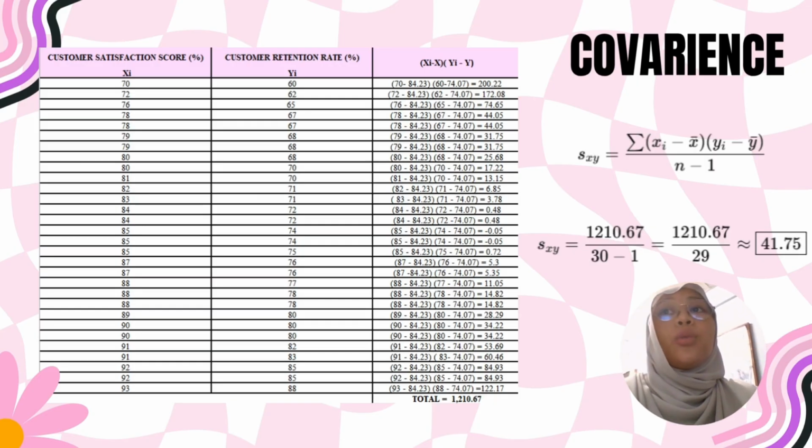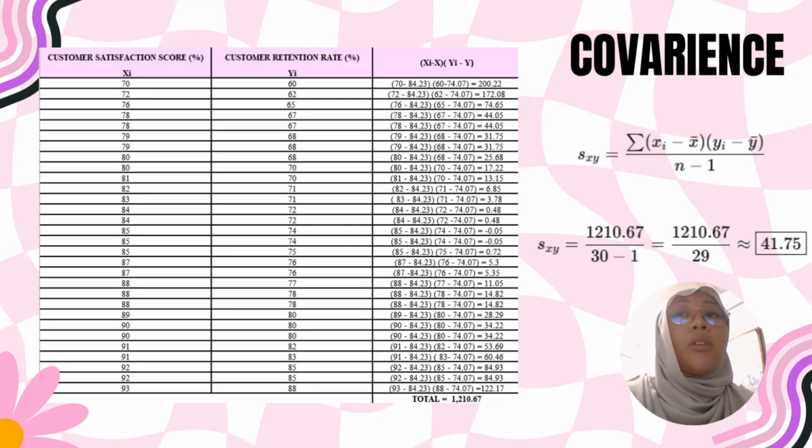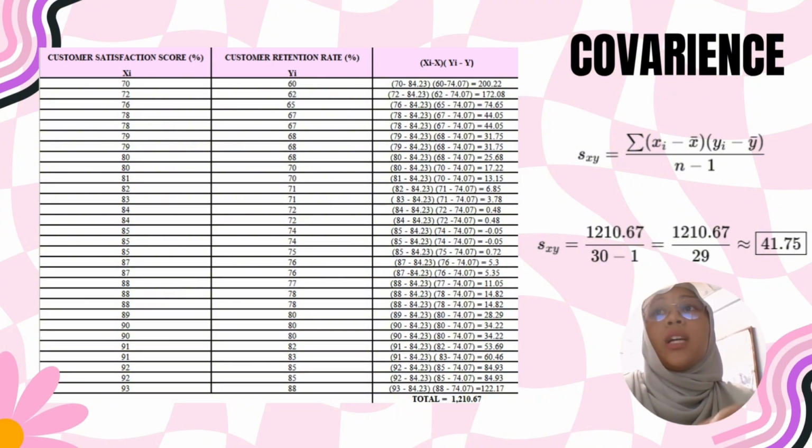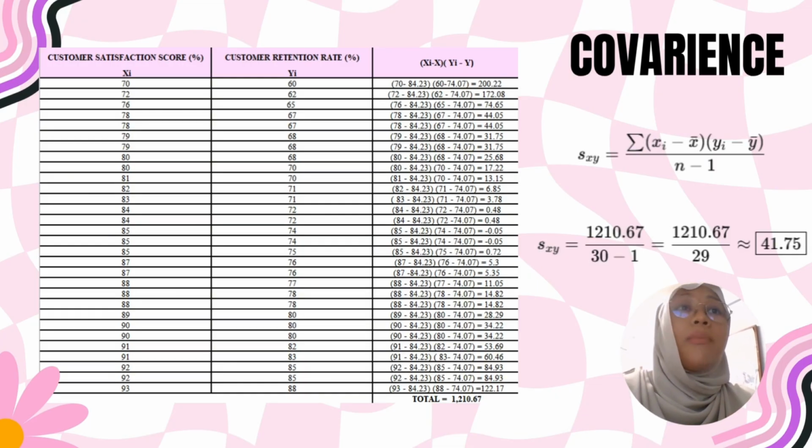Okay, and then if you add up all the values in the column, you get the sum of 1210.67. To get sample covariance, we plug the 1210.67 into our formula, like I just did here. And then we got the sample covariance result, which is approximately 41.75. Since it's a positive number, it indicates a positive relationship. That means generally, as customer satisfaction score increases, customer retention rate also tends to increase.